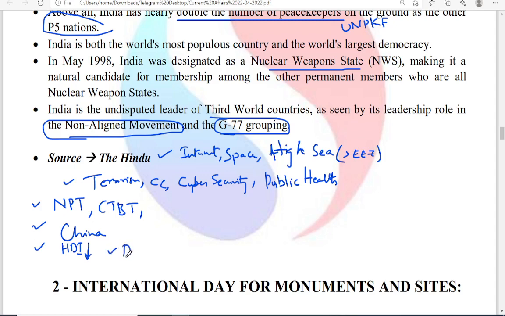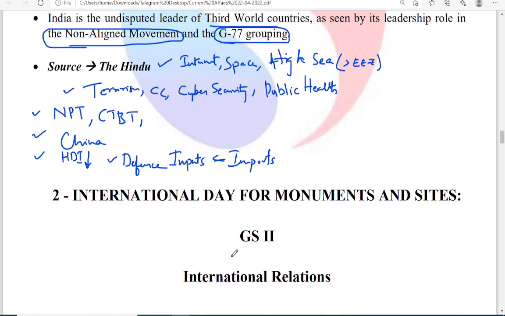And at the same time, even though we are a strong country, we still depend upon defense inputs from Russia and USA or some other countries like France or Israel. We depend on imports from other countries regarding our defense. So we have to be self-reliant in our defense, then we can say that we are strong enough to be a permanent member of the UN Security Council. However, as soon as possible, we must expect the United Nations Security Council reforms and India's place as a permanent member.